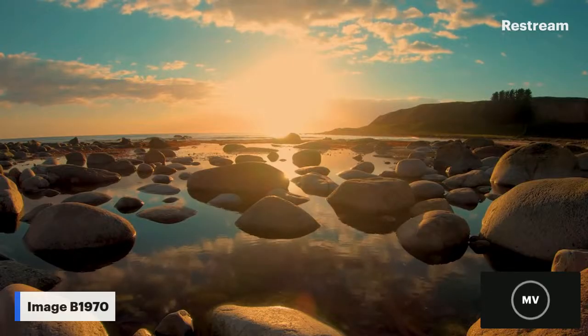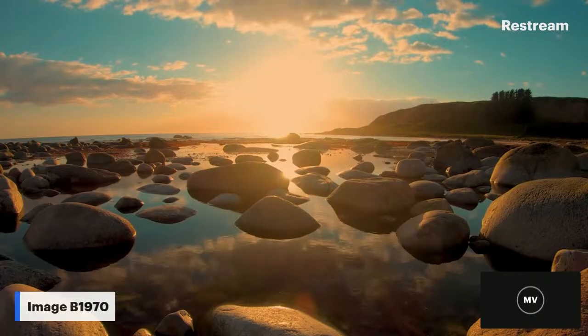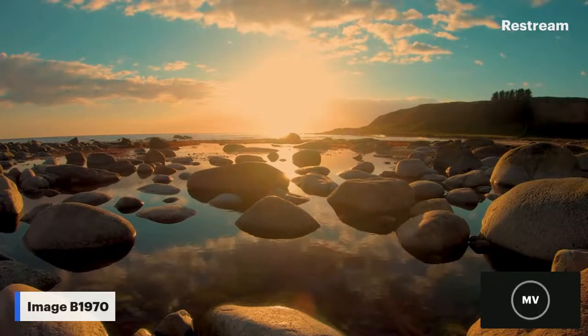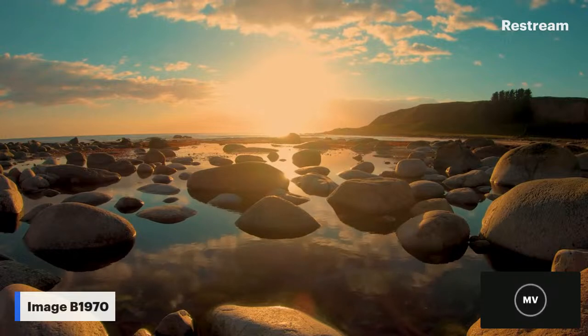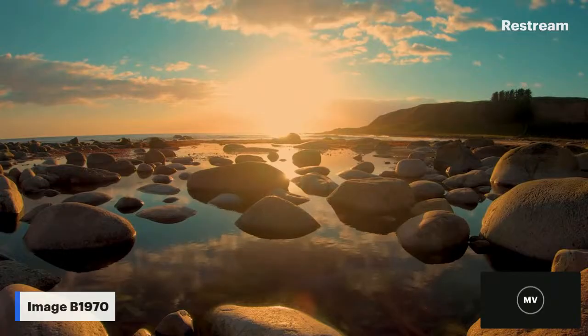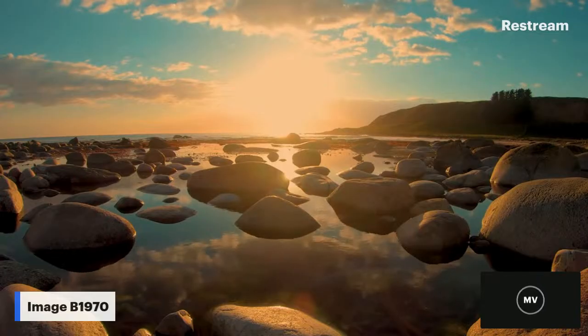Alrighty, get your last responses in. Let's see what we've got here. Image B, 1970. Green Trans Am on a beach? Could be. Could be. That's a good one.